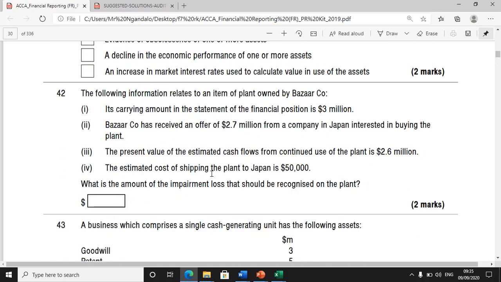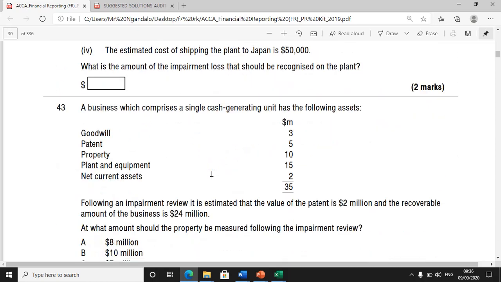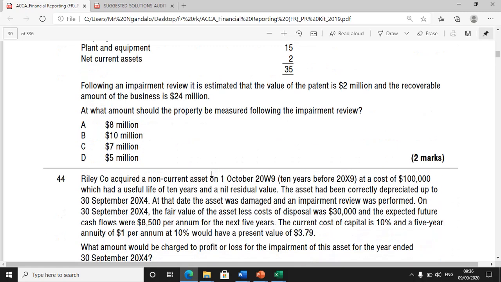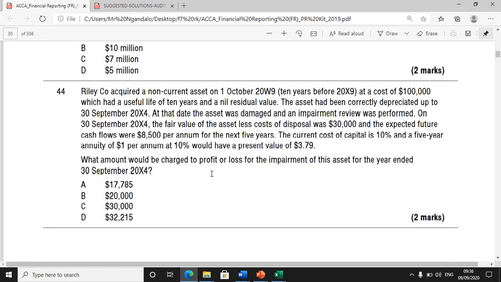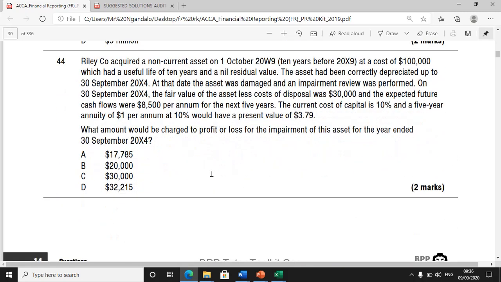I'd like you to attempt question 42 in your own time, and you're attempting question 43. Maybe I can close it up with the last question, question 44. Again, it's a good idea to go to the requirement first, and then afterwards you can always do other things.